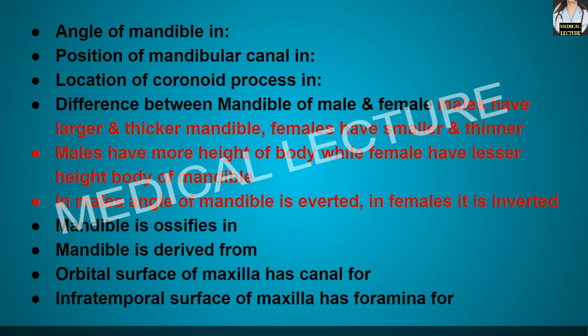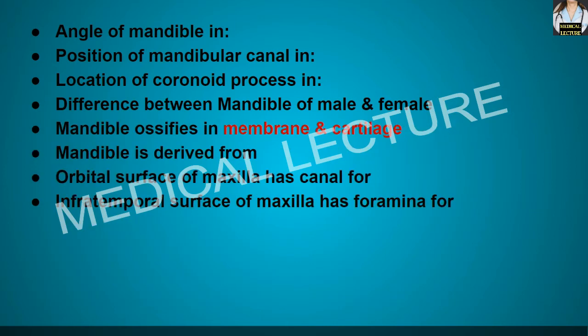Females have a comparatively smaller and thinner mandible. Males have more height of the body of the mandible, while females have lesser height of the body. In males the angle of the mandible is everted, while in females it is inverted. The mandible ossifies in membrane and cartilage. The mandible is basically derived from the first branchial arch.